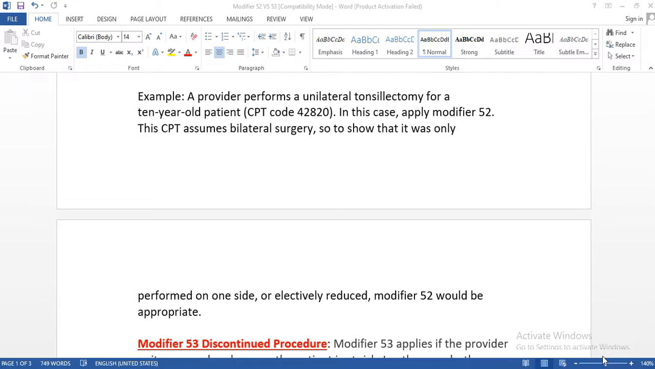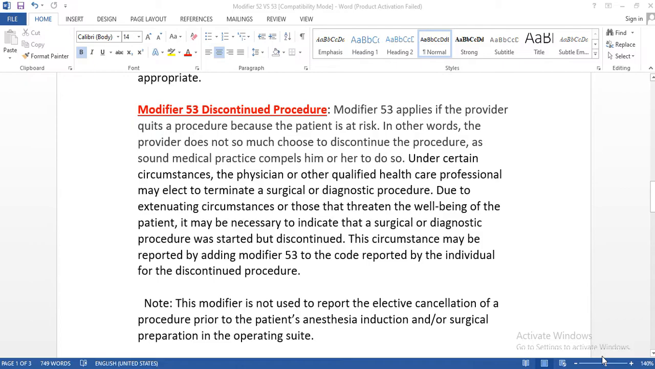So by default, 42820 is a bilateral procedure. If the physician performs it on only one side, we need to add the 52 modifier, denoting that the physician has performed the service on only one side. So now we are going to learn about 53, discontinued procedure.